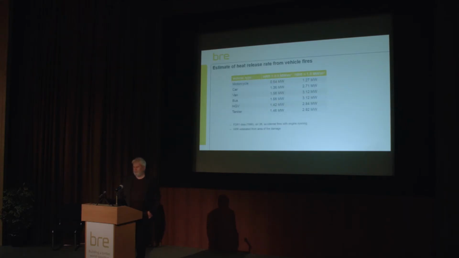As a brief aside, an estimate of the heat release rate from vehicle fires based on the area of fire damage. What's interesting here is, although the vehicles may be very different sizes, anything between a motorbike and a tanker, well, okay, the motorbike's only small, but all these other ones are roughly the same amount of area damaged on average, and so the average fire size actually doesn't depend that strongly on what the vehicle type is.